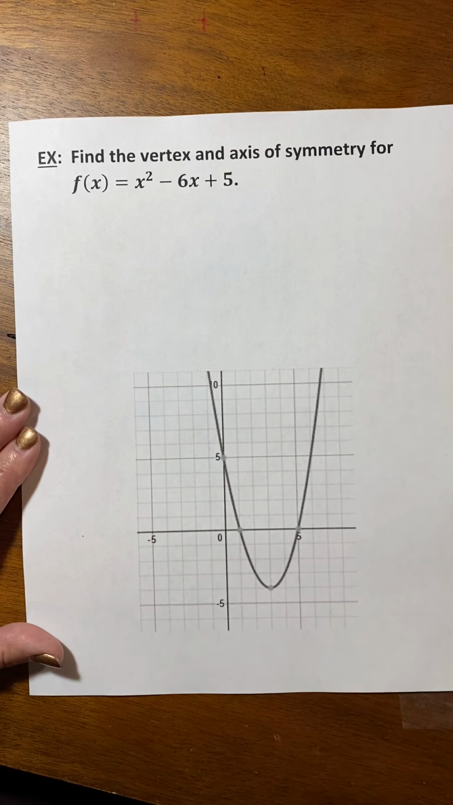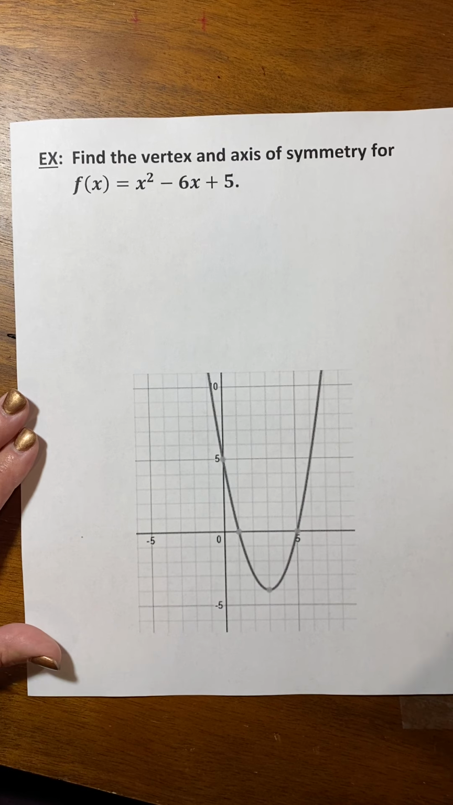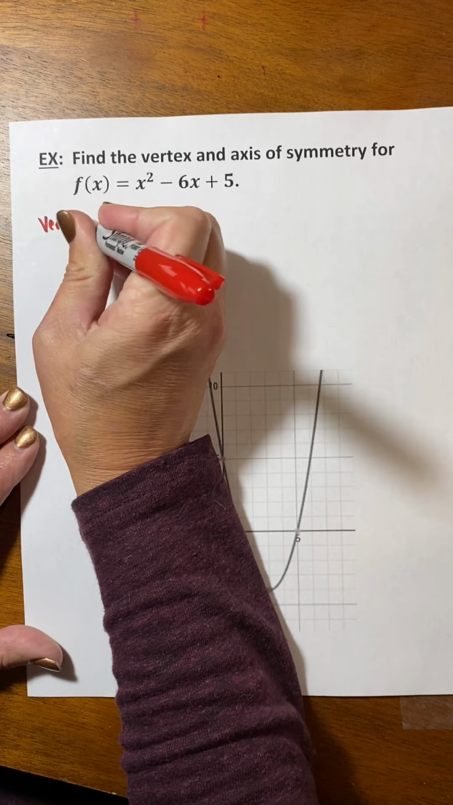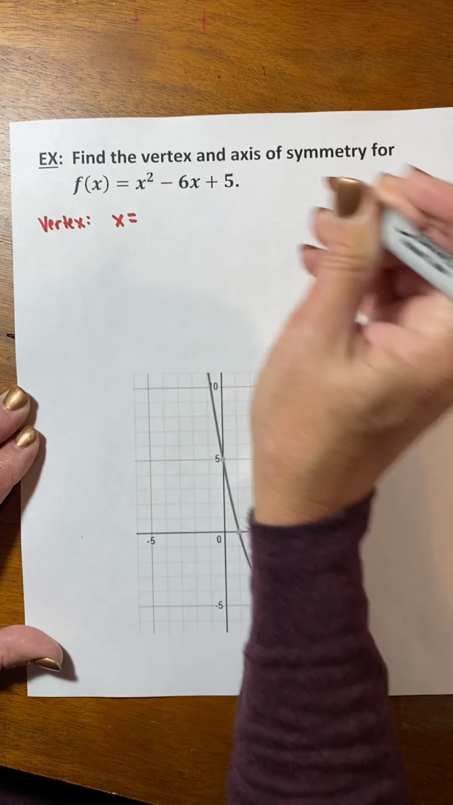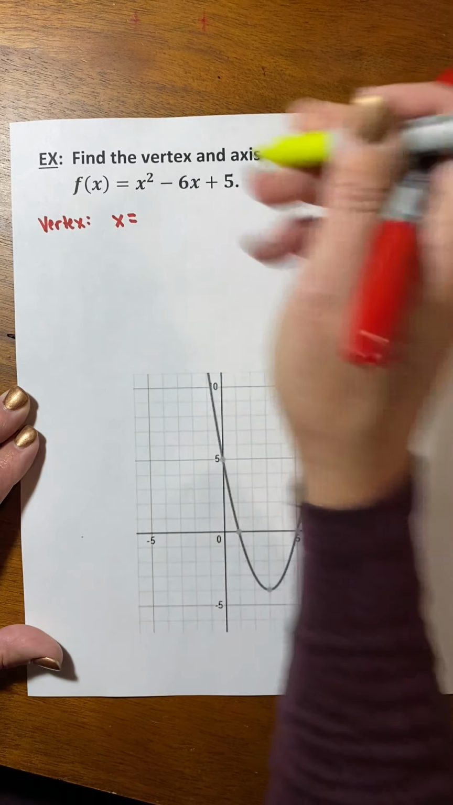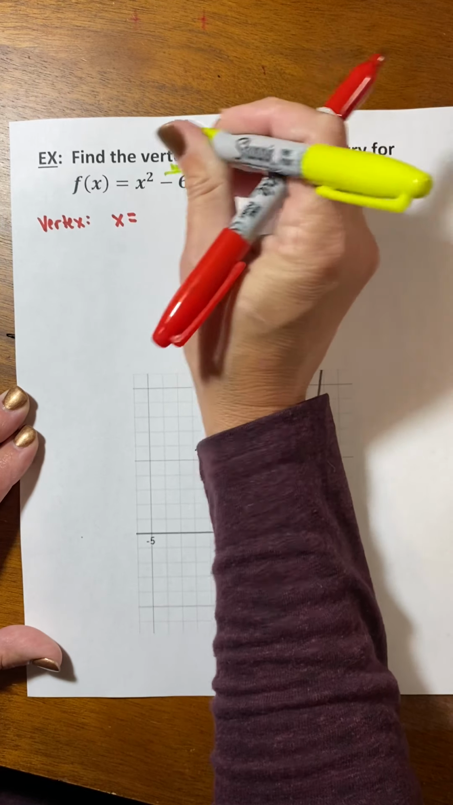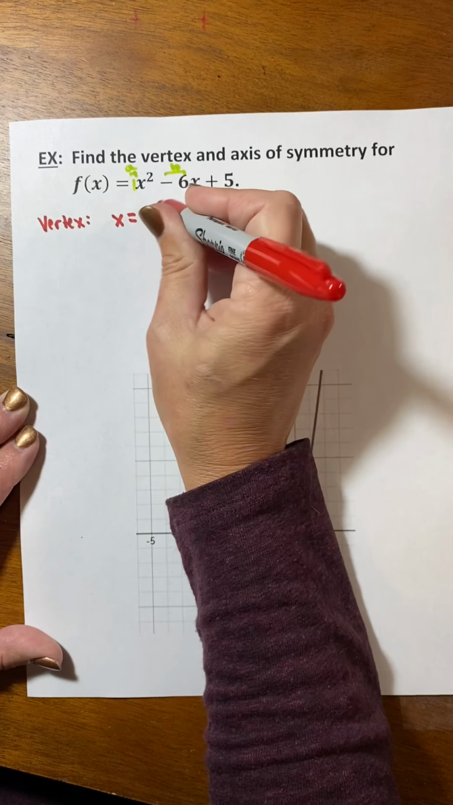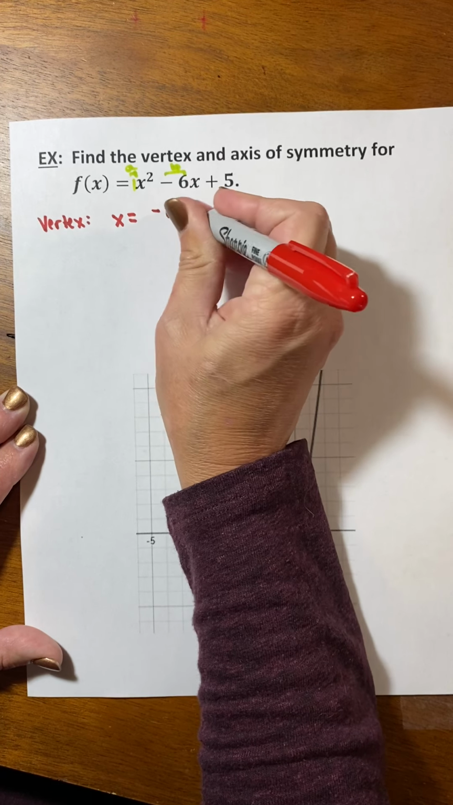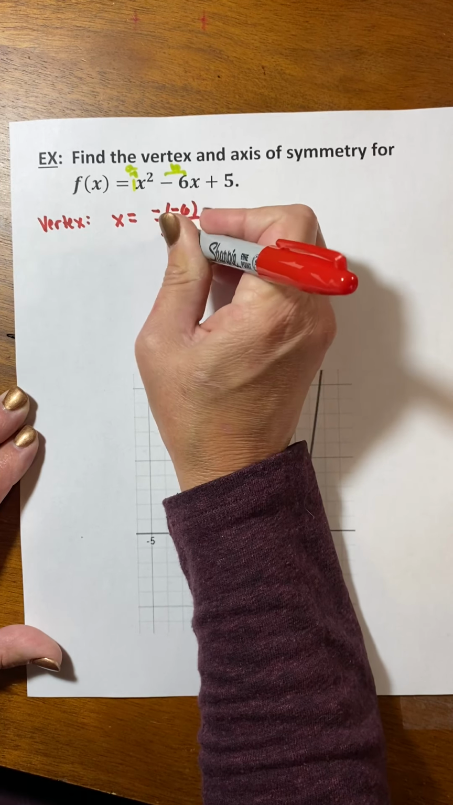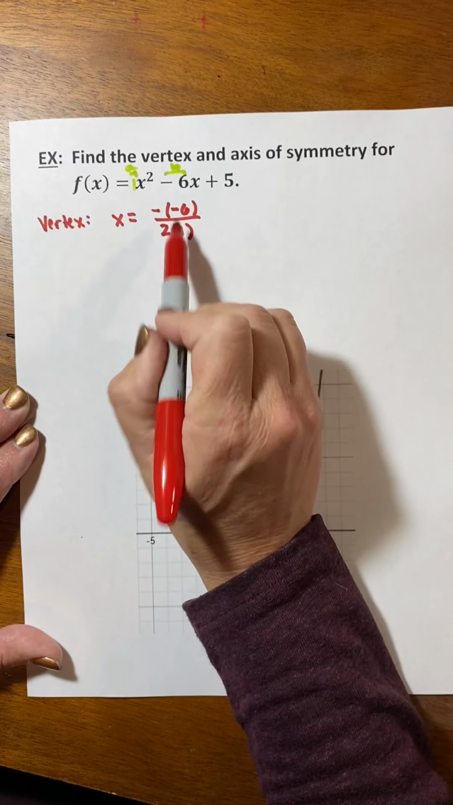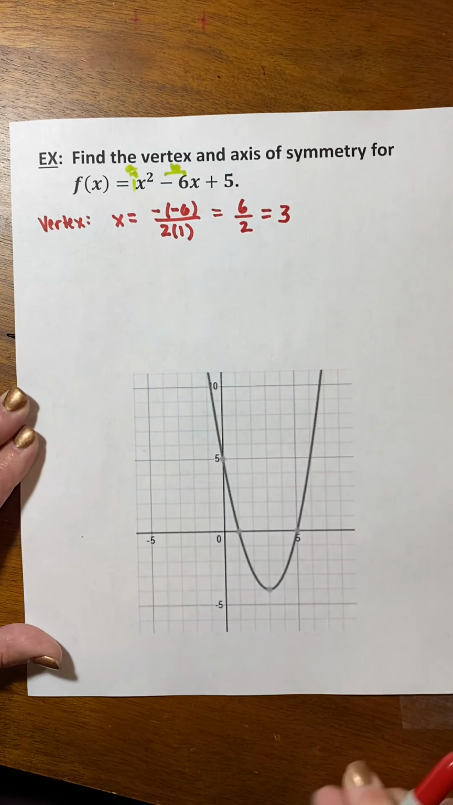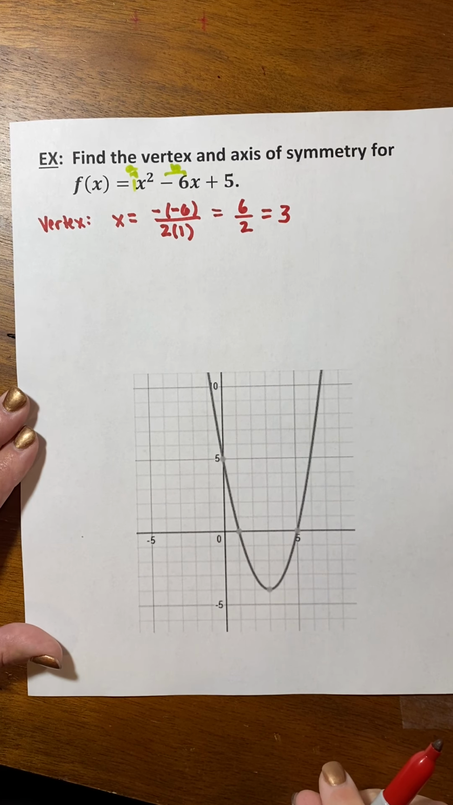So the vertex is, ready? First the x coordinate of the vertex. X is going to be the opposite of b. So here, this is b, and that's a. A is 1. So it's going to be the opposite of -6, all over 2 times 1. -b all over 2a, which is 6 over 2, which is 3. That's the x coordinate of the vertex.